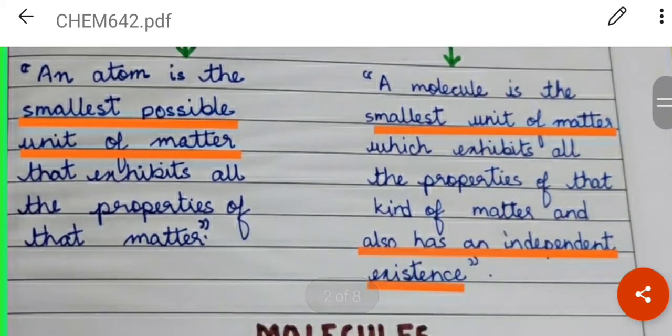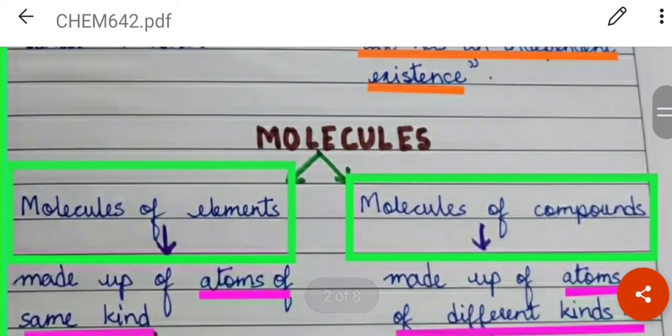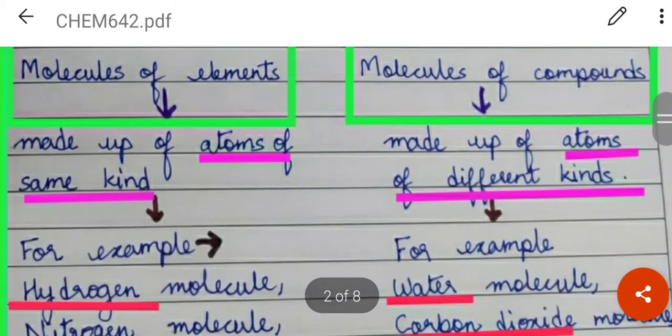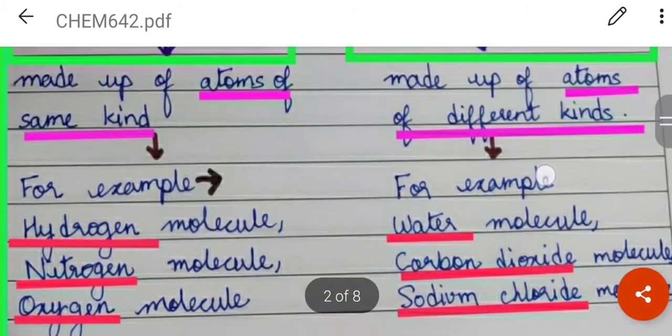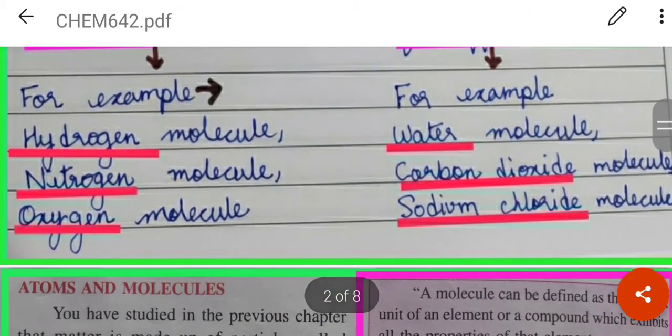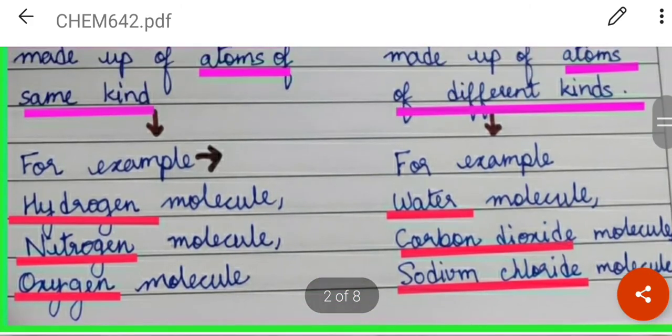So what is a molecule? A molecule is the smallest unit of matter which exhibits all the properties of that kind of matter and it also has an independent existence. Now molecules are of two types, molecules of elements and molecules of compounds. Now molecules of elements are made up of atoms of same kind. For example, hydrogen molecule, nitrogen and oxygen molecule. And molecules of compounds are made up of atoms of different kind. For example, water molecule, carbon dioxide, sodium chloride molecule.